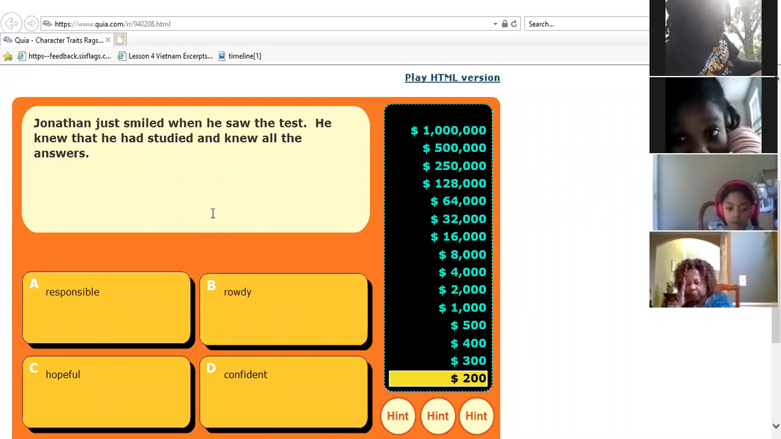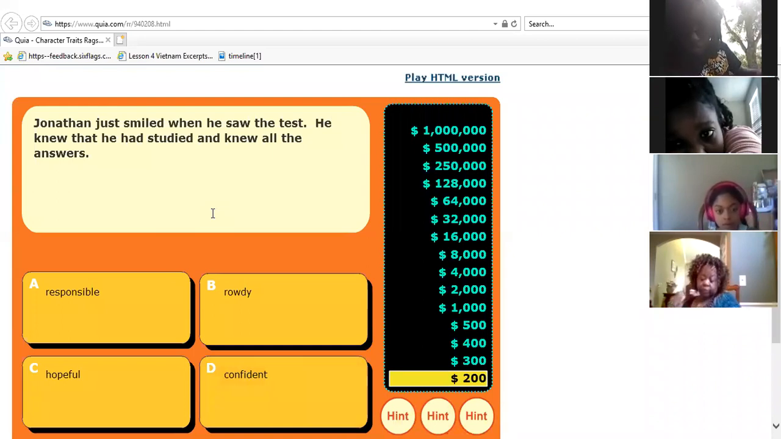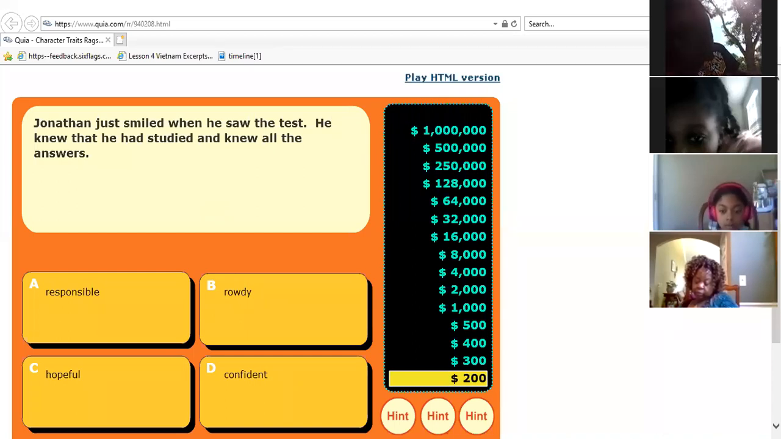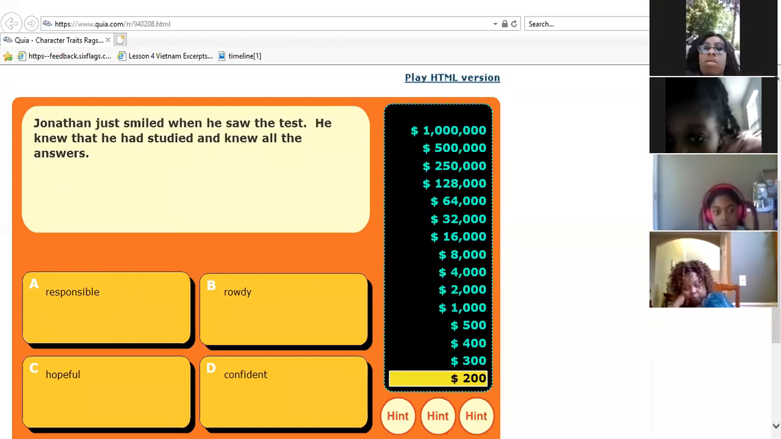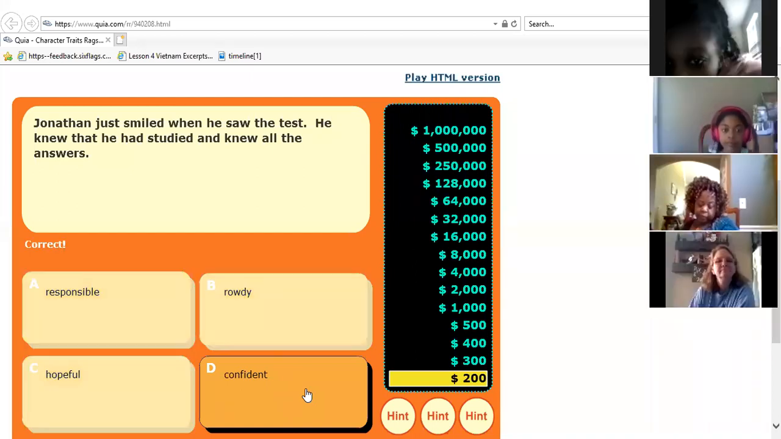Jonathan smiled when he saw the test. He knew that he just studied and he knew all the answers. So is Jonathan A, responsible, B, rowdy, C, hopeful, or D, confident? I would like for you guys to put it in the chat. What do you think? And then I will individually call on students as well. Please mute your devices, guys, until I tell you to unmute. All right, good job. So the majority of you guys are saying D, confident, because we know that he had just studied. So he thought that he was going to ace this test. Good job. Next one.